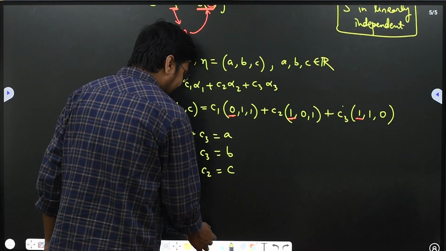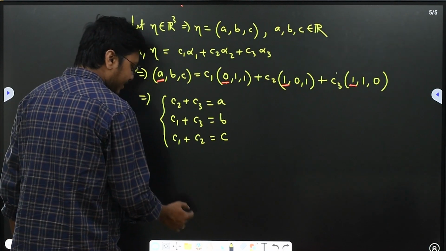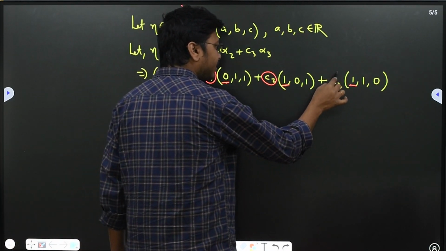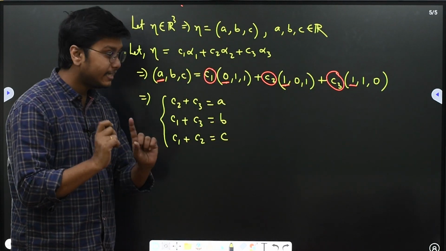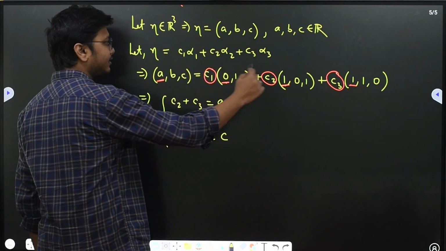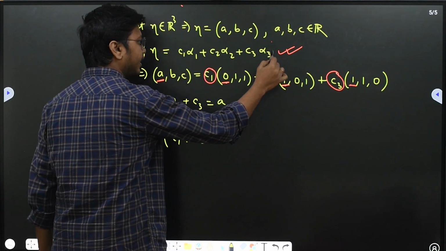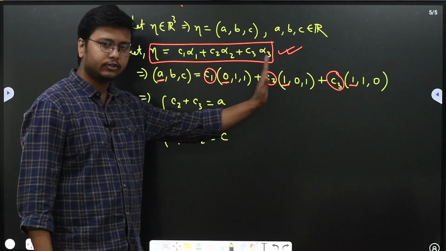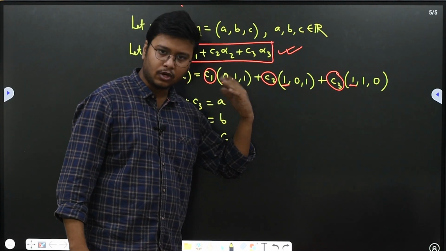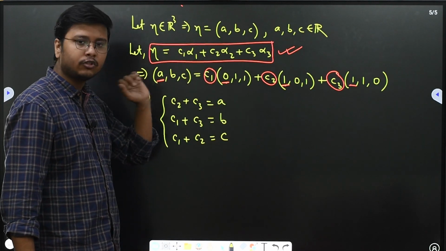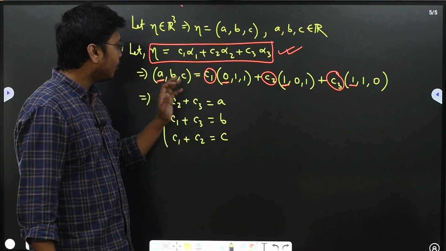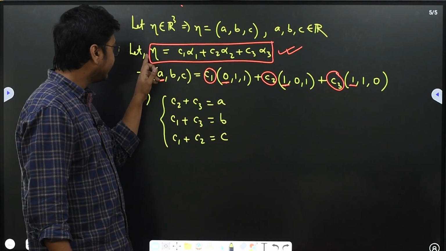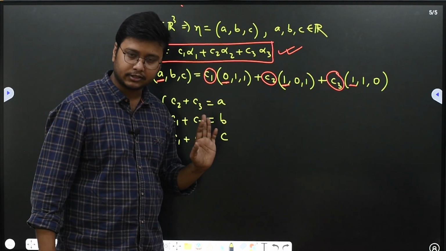I am interested in knowing whether these constants that I have taken actually exist or not. If they exist, then this relation is valid. If the C1, C2, C3 values exist, then this relation is valid. If C1, C2, C3 do not exist, then this relation is not valid. But we want to show that this relation is valid, only then we will be able to show that eta belongs to L of S, which is our target.